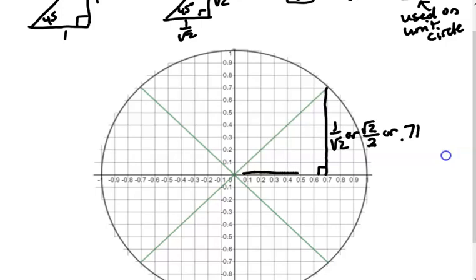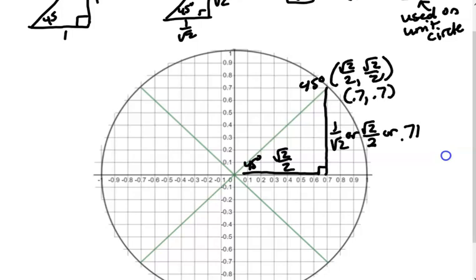Okay, so same thing here. Both of these sides are the same. So I'm just going to write square root of 2 over 2 here. So at a 45-degree angle, I'm going to write 45 up here. The coordinates are positive square root of 2 over 2, positive square root of 2 over 2, about 0.7, 0.7. So pretty close to 0.7.